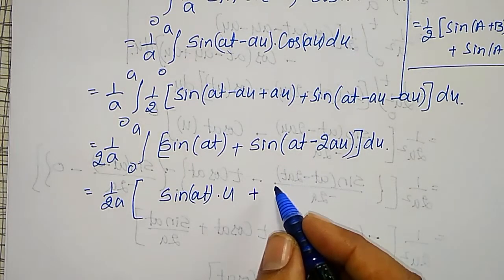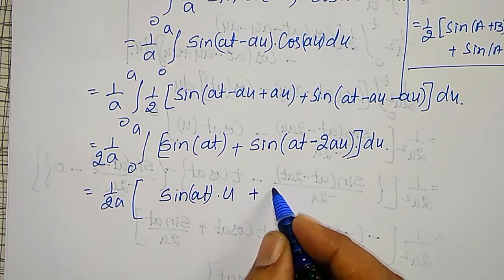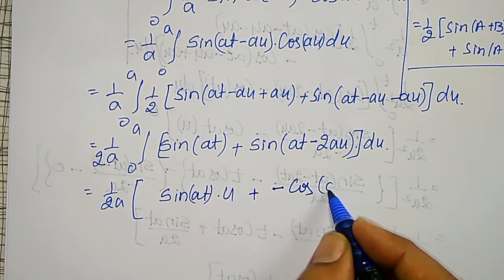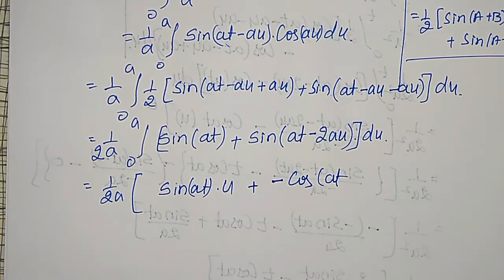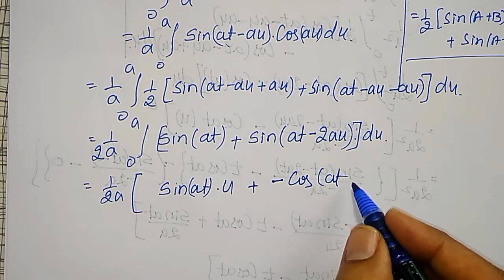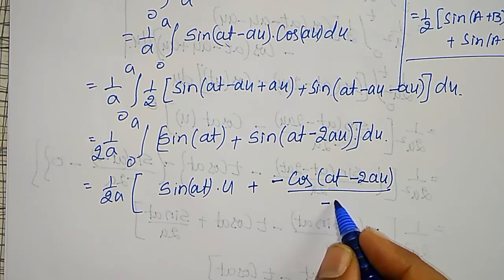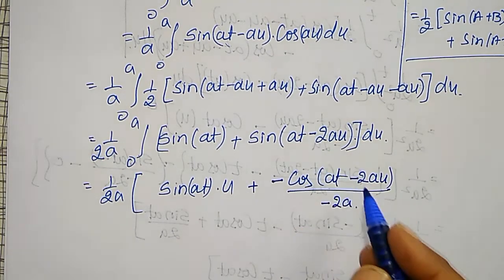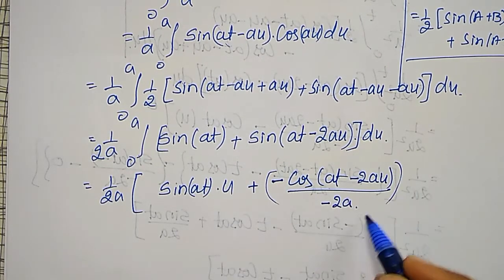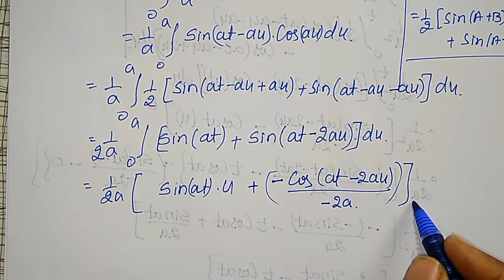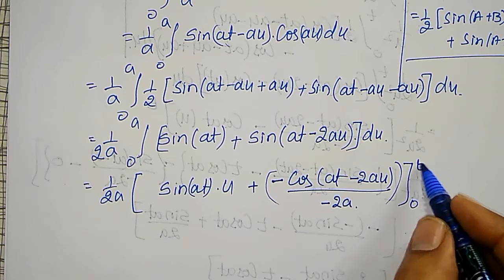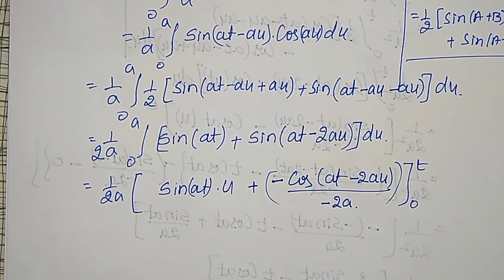So this one's integration will become minus cos of (at minus 2au) whole divided by minus 2a. I am integrating with respect to u. Okay, this is between the limits 0 to t. Now substitute upper limit minus lower limit and simplify.